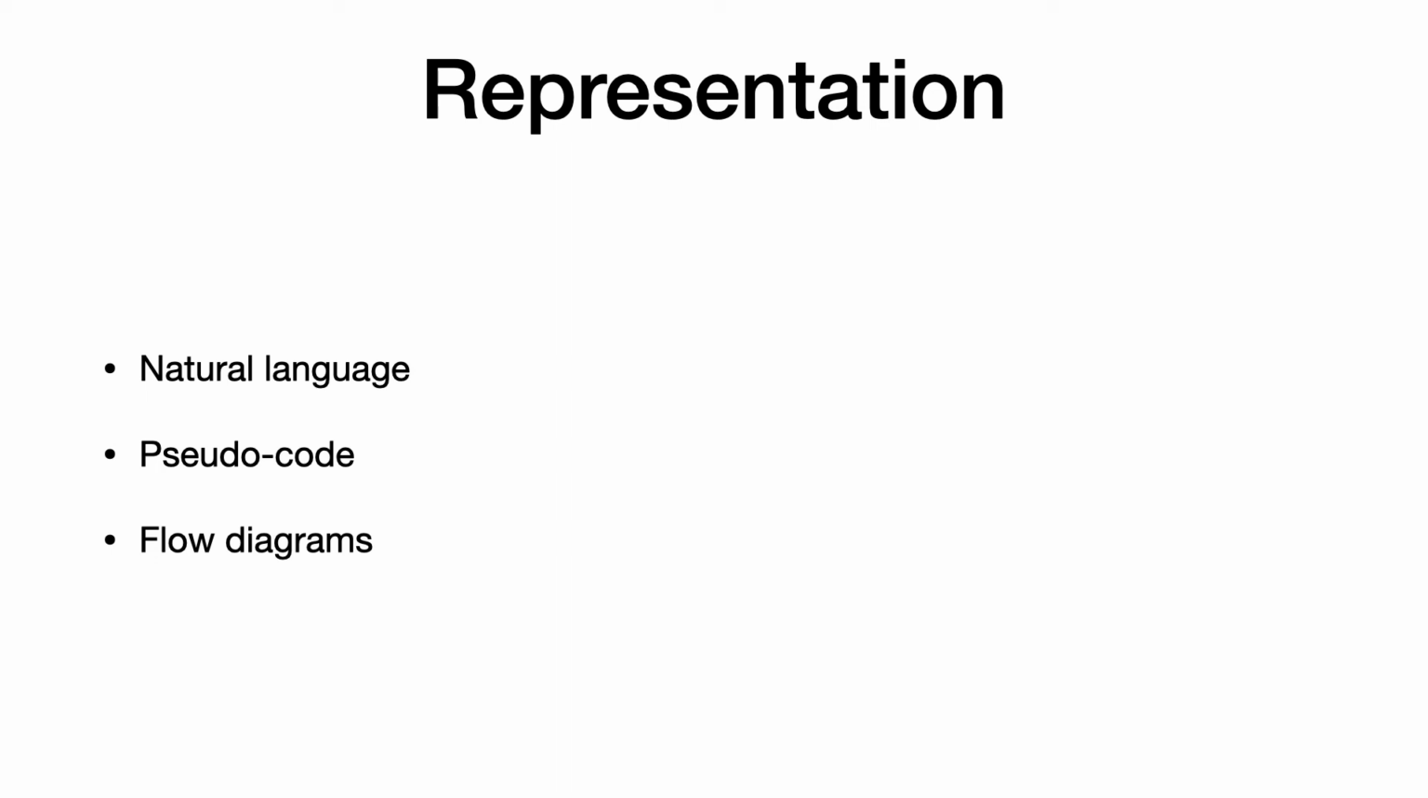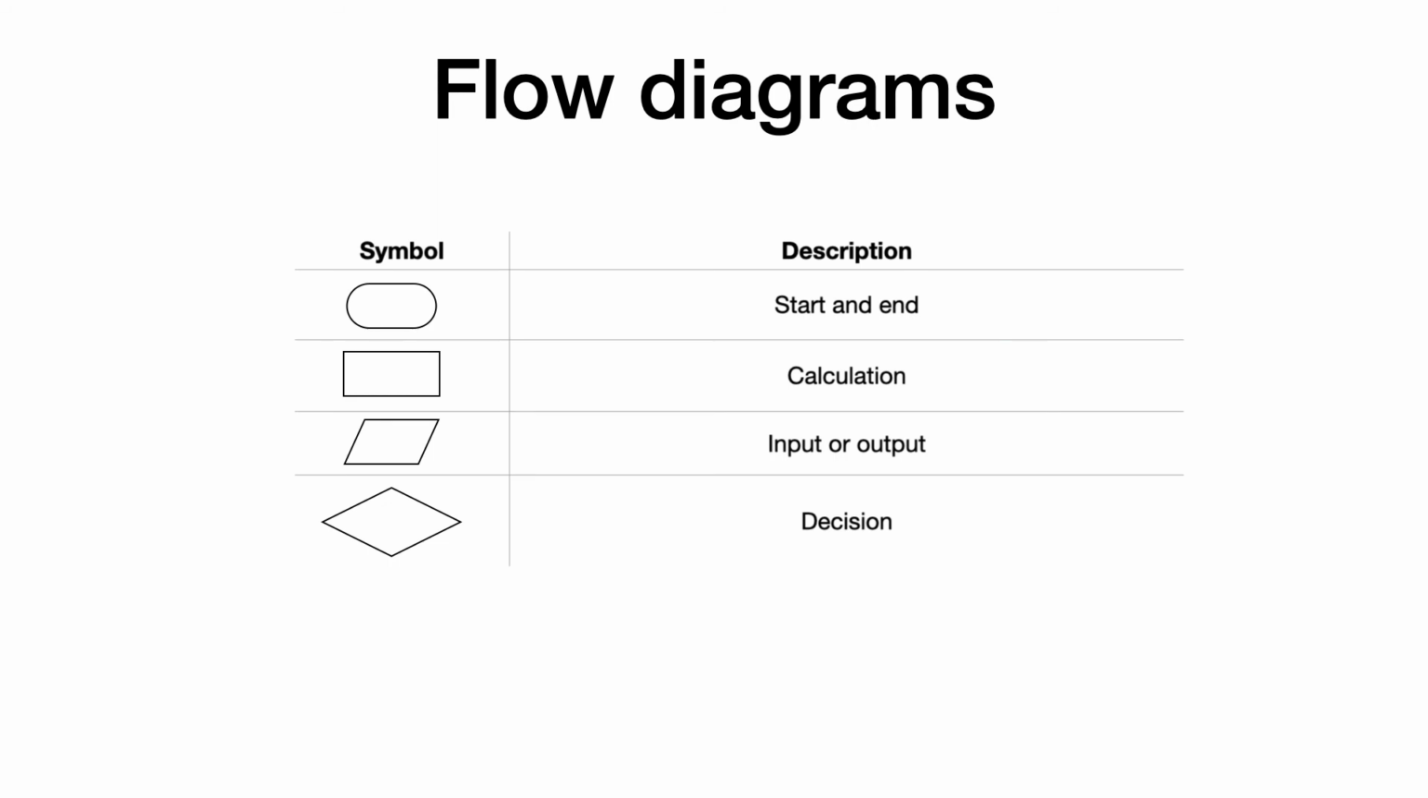For the flow diagrams, we are going to use certain symbols to represent the structures that we need to use in an algorithm. For instance, we are going to have a symbol to represent the start and the end of the algorithm. We are going to have another symbol to represent calculations, another symbol to represent inputs or outputs, and another symbol to represent decisions. We are going to see some examples later on.